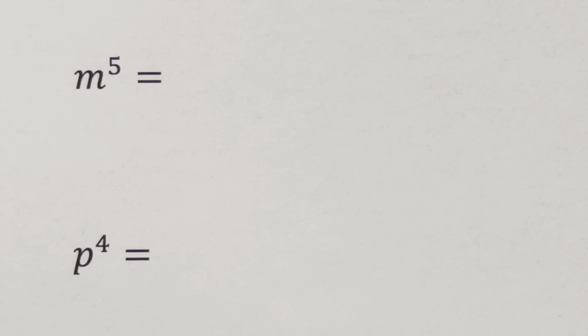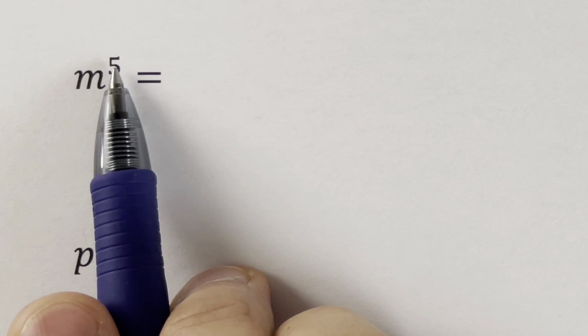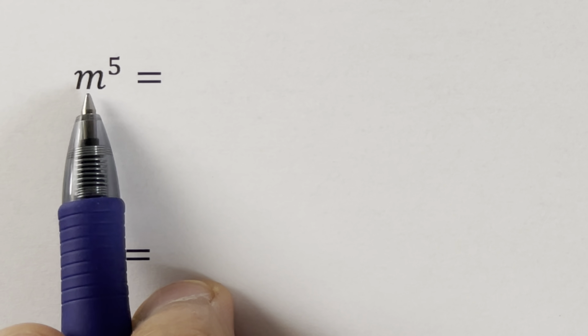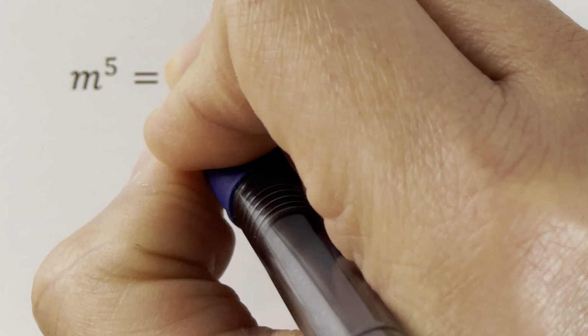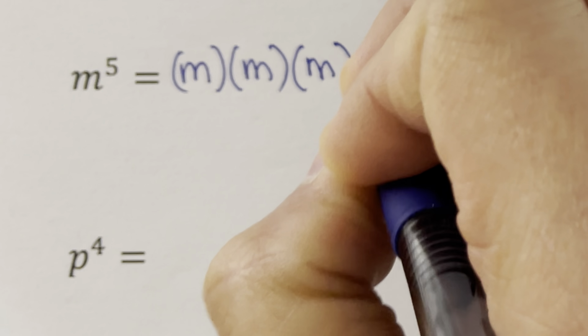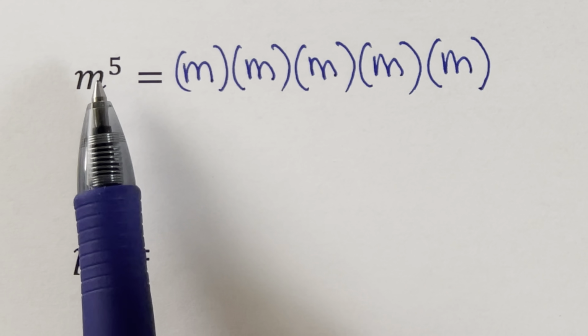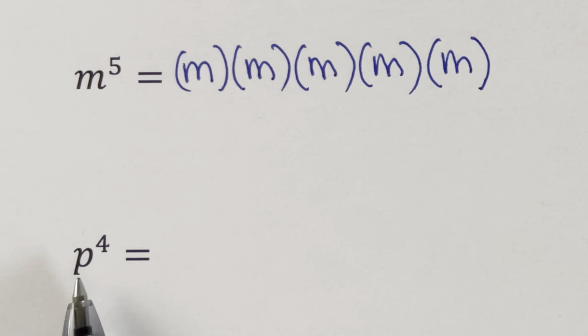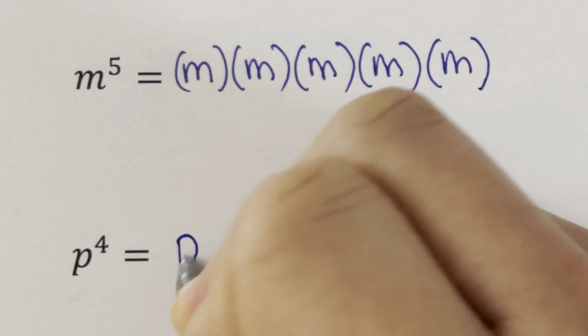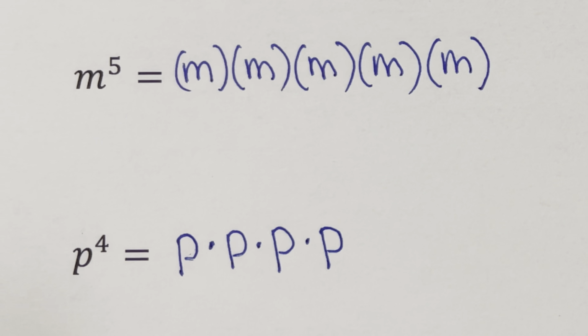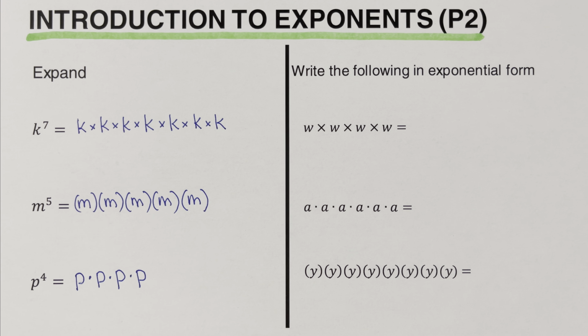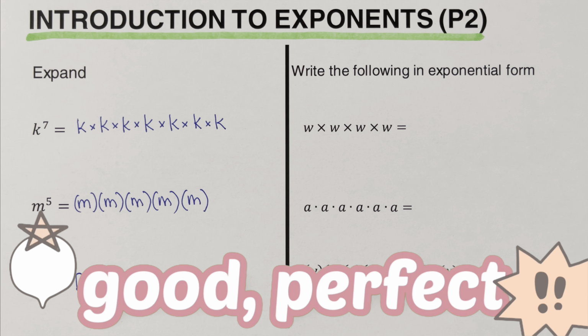Okay, so we go over the problem here. So this is read as m raised to the power 5, and so we go ahead and write m 5 times. So I'm just gonna write that down here. So again, this is our factored form and this is our exponent form. Now let's move on to the next one right here. So our base is p and we're supposed to multiply p 4 times, so that we can go ahead and rewrite this as, again, this is our factored form and this is our exponent form. Did you get the same answers as this? Good. Perfect.